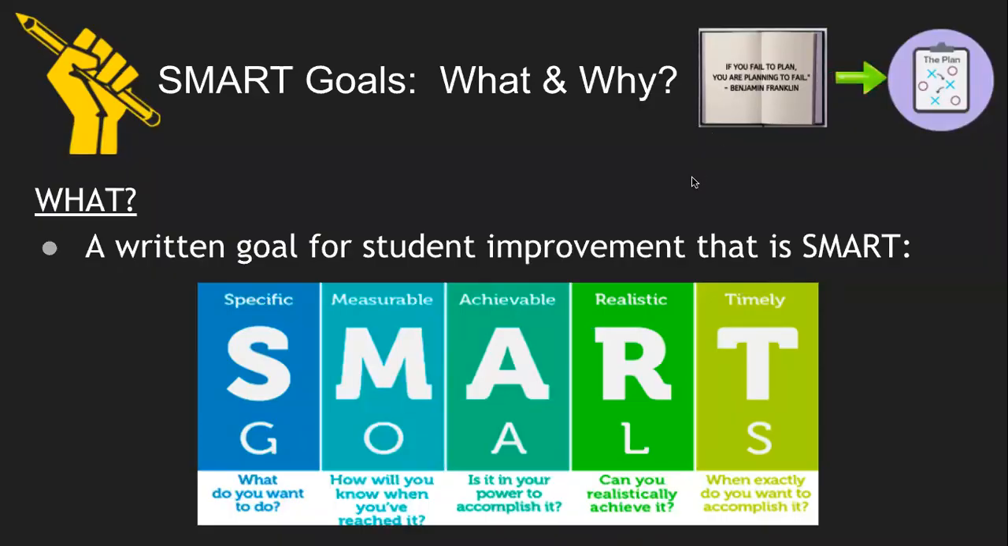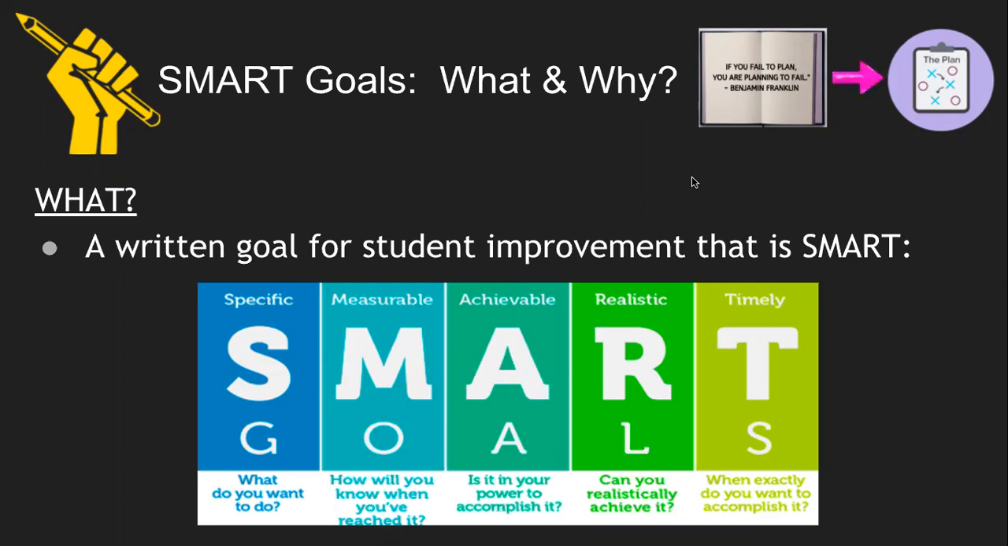A SMART goal is a written goal for student improvement that is, well, SMART. SMART is an acronym that stands for specific, measurable, achievable, realistic, and timely, or time-bound. Some useful questions we might ask ourselves to determine whether our goal is SMART.